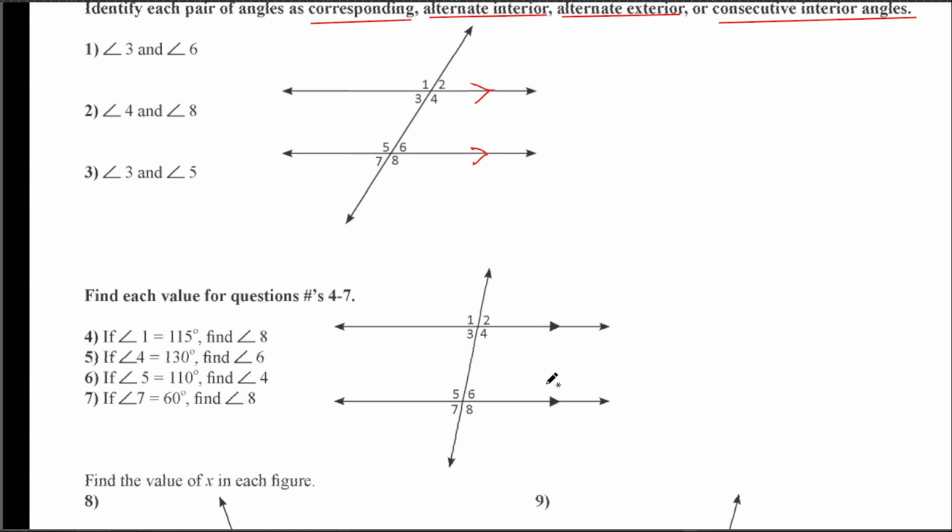Are the lines parallel down here? Yeah, they are, okay? If the lines are parallel, what's true about all the obtuse angles? They're all the same. They're all equal to each other. And what's true about the other angles? 2, 3, 6, and 7. They're all what kind of angles?